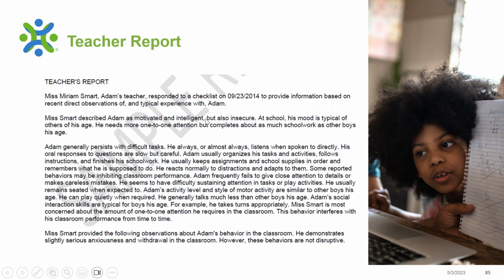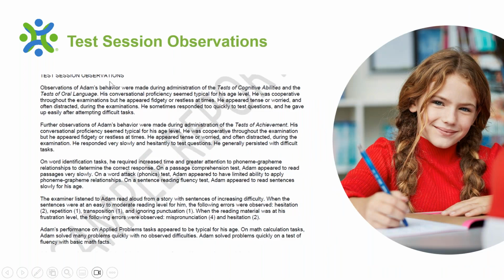They described Adam as motivated and intelligent, but also insecure. At school, his mood is typical of others his age. He needs more one-on-one attention, but completes about as much schoolwork as other boys his age, etc. So it just takes all the information that the teacher provided that was put into the system and puts it in narrative form. There's also that test session observation form that you can complete. So again, if you enter that into the system, all that's going to populate as well. So it's going to give you a narrative form of what that student's behavior looked like during testing.